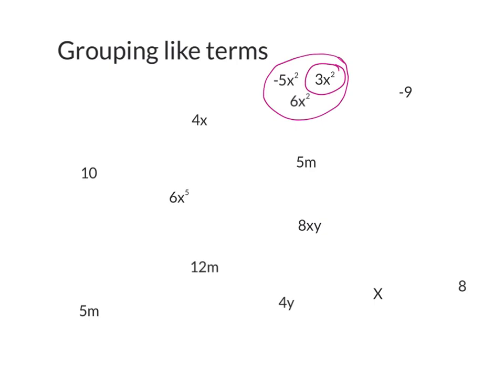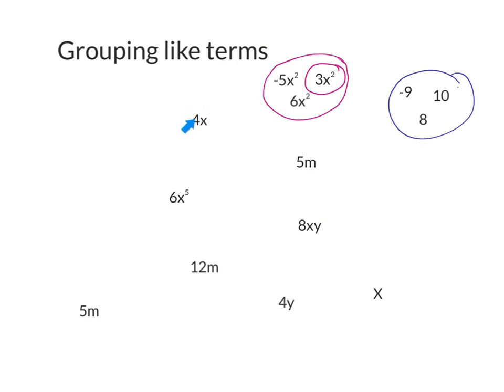Negative 9 doesn't have an exponent or a variable at all, and so I can only group it with other constants. And that was one of the terms I did not talk about. A constant is just a number. So we've got 10 over here, got 8 over here. I'm going to go ahead and move those all together. Those are all like terms.